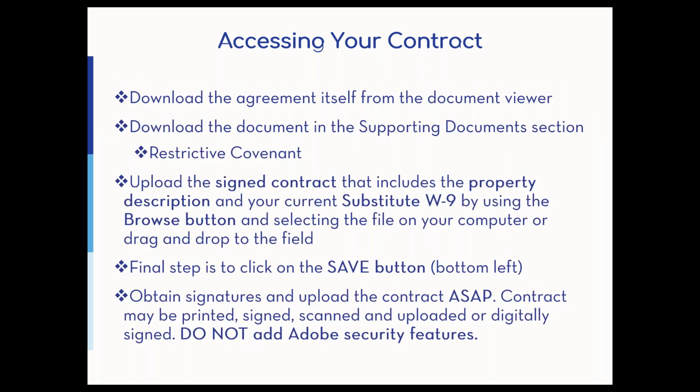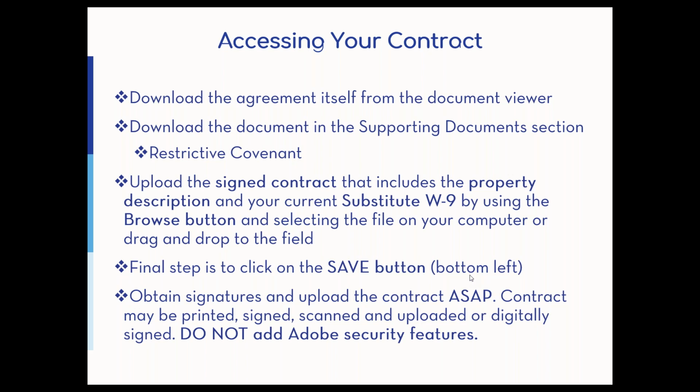All right, so you're going to download it from document viewer, download the restrictive covenant, sign the contract. Be sure that you include the property description in the contract. You will also need to include your current substitute W-9. If nothing has changed, just upload what you uploaded in your application.